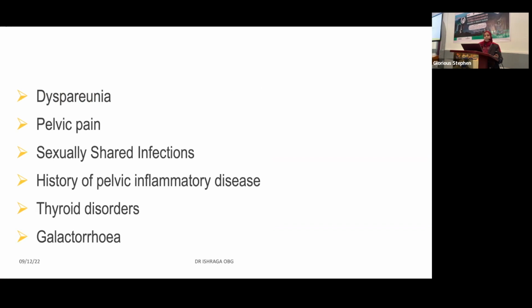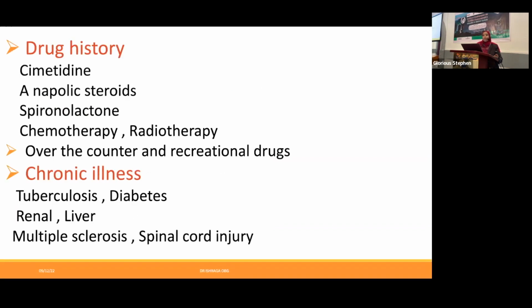Drug history for both partners: any use of cimetidine, anabolic steroids, spironolactone, chemotherapy or radiotherapy, or over-the-counter and recreational drugs. Chronic illness can also affect fertility. We ask about tuberculosis, diabetes, renal disease, liver disease, multiple sclerosis, or spinal cord injury.